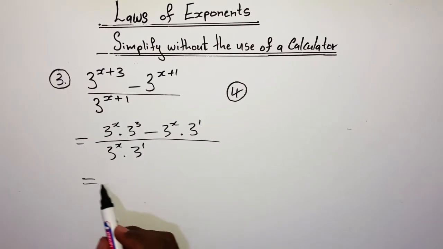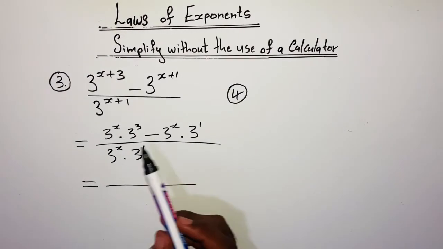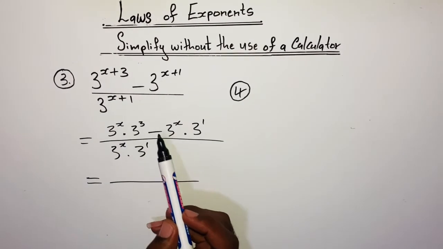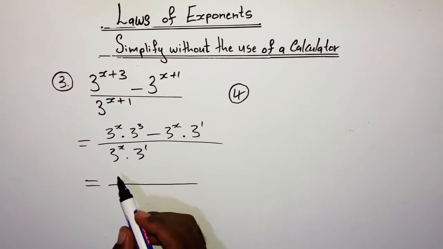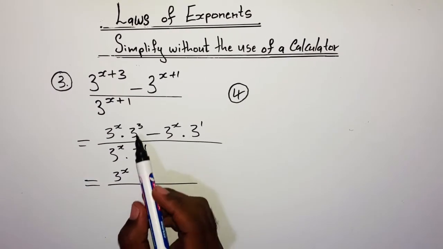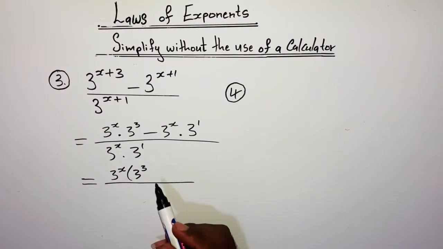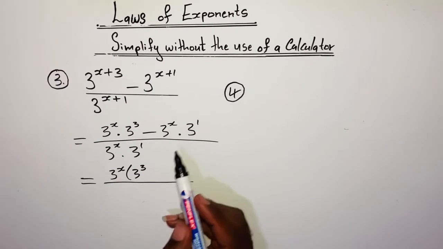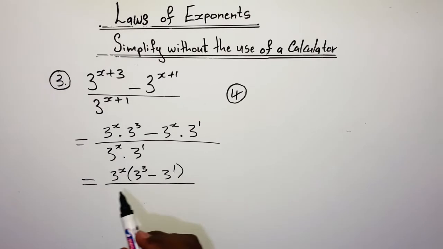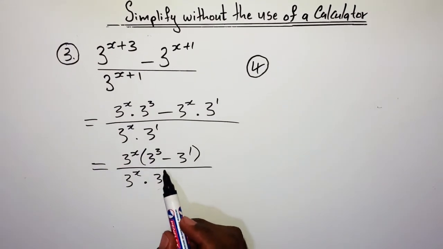Now, from here, we will then take out a common factor at the top. We are seeing that we have a 3 to the x. Also, this side we have a 3 to the x. So if I am to take out a 3 to the x here, I remain with a 3 to the 3. I take out a 3 to the x, I'll remain with a 3 to the 1. Underneath is 3 to the x times 3 to the 1.